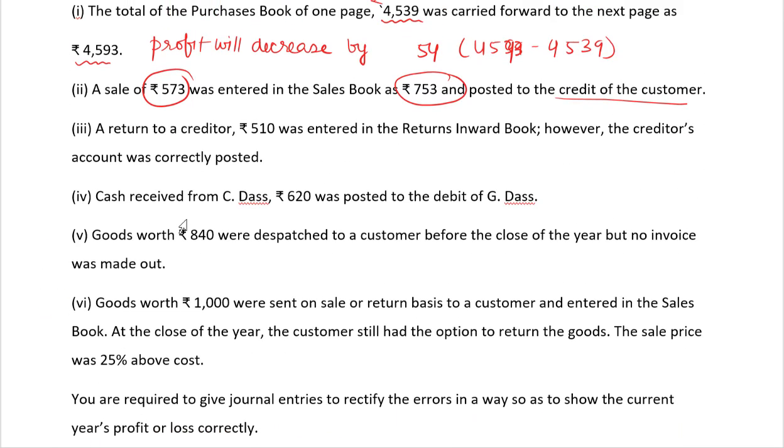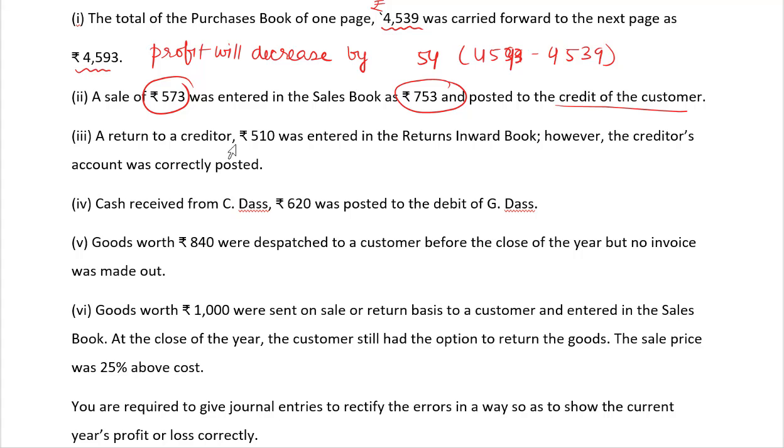Let's start the third one. A return to creditor 510 was entered in the return inward book. Return to creditor, return outward, that is purchase return. We have recorded it as sale return. However, the creditor's account was correctly posted. So basically, the error over here is, it is inflated by 510.